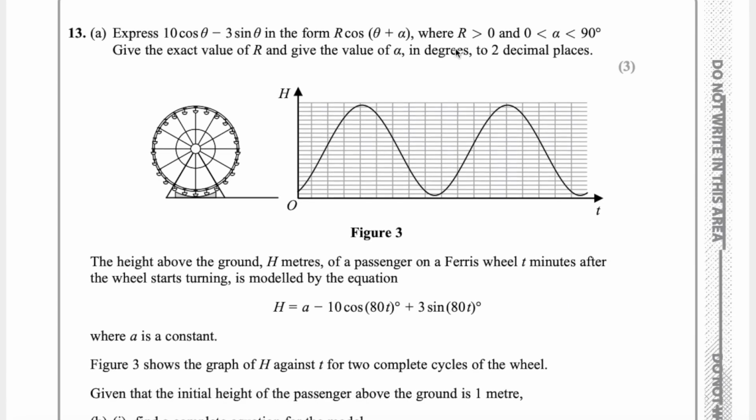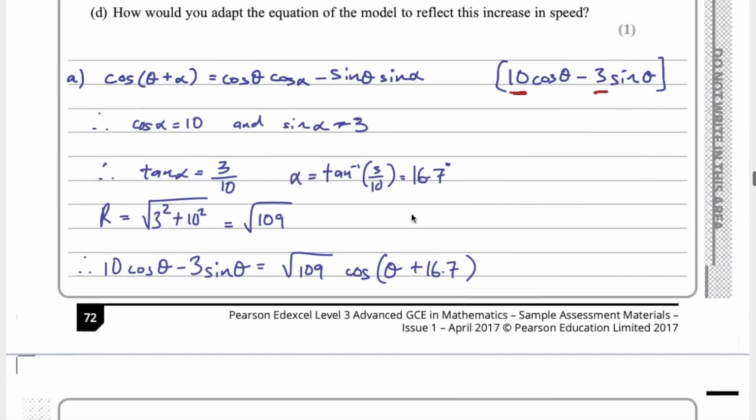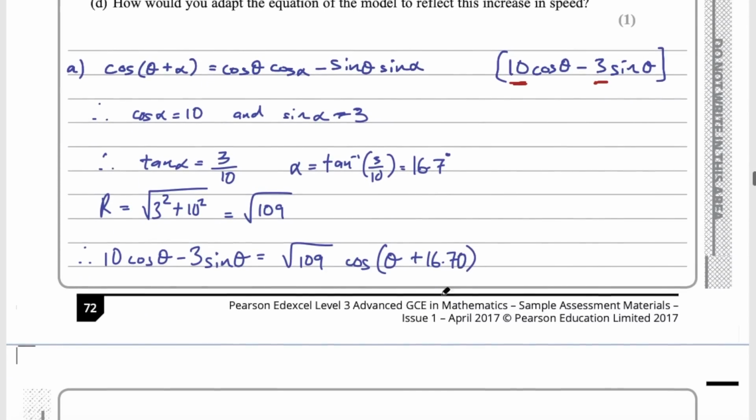Oh, I've just noticed this says to 2 decimal places, and I believe that rounded off to 16.70. It was 16.699 something, so 16.70 to 2 decimal places for alpha.